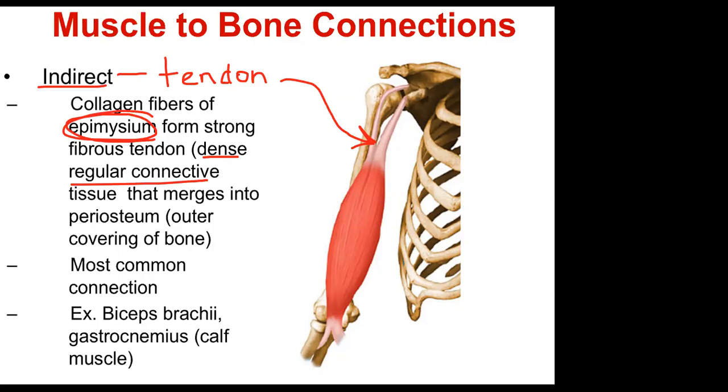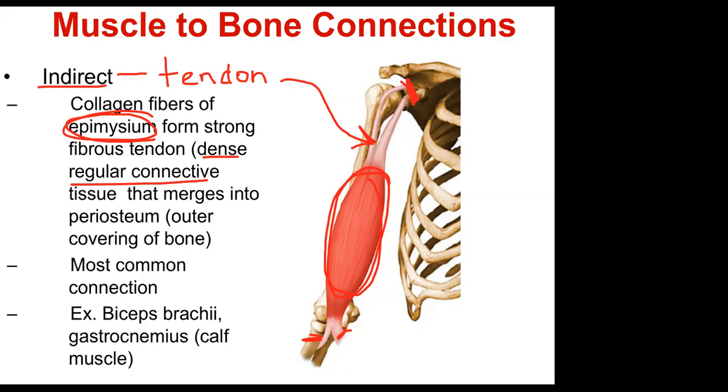So we look at indirect connections. There's a tendon between the belly of the muscle here and its insertion point into bone, which we see kind of here and here in this picture. This again is the most common type of connection that we see, and a great example would be our biceps again, that we can very easily imagine.